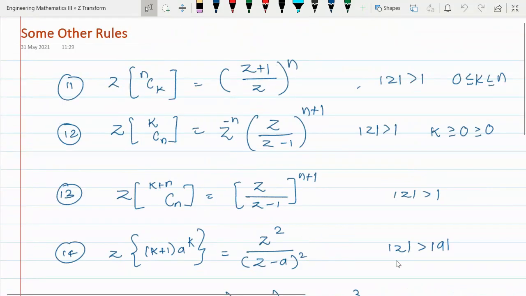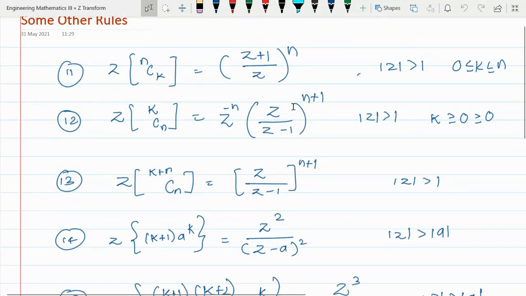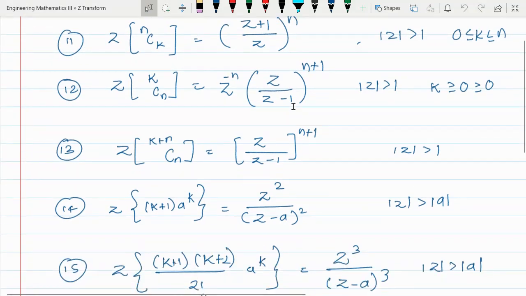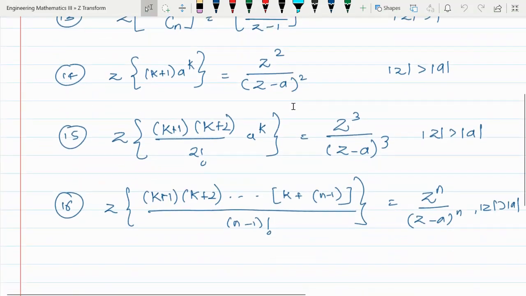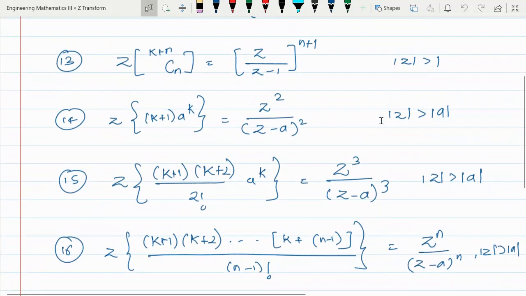Here are some other rules. The z transform of nCk is bracket z plus 1 divided by z raised to n, and so on. You just need to focus on this also. Okay, so I hope you have got this. In the next video, we'll come to the properties of the z transform.